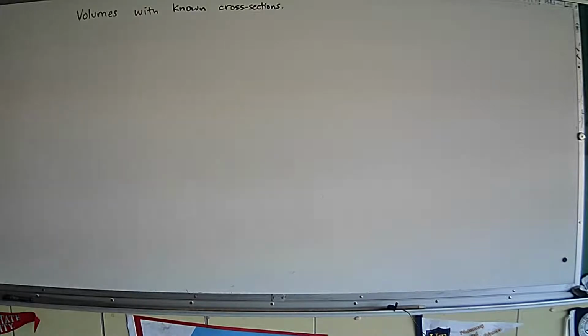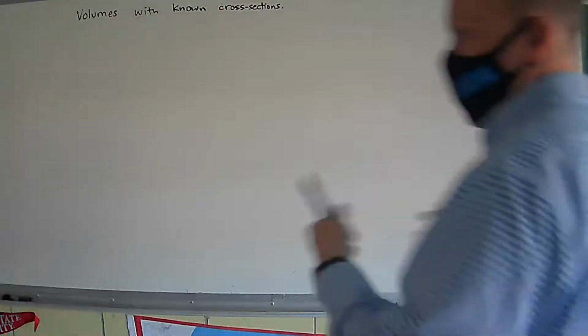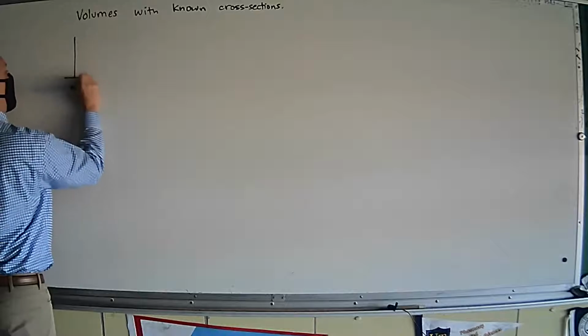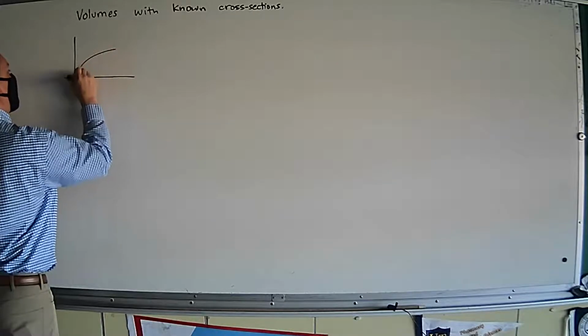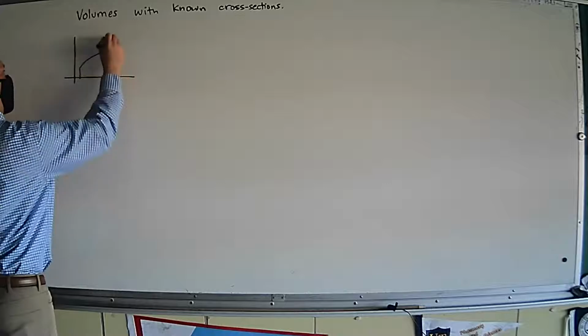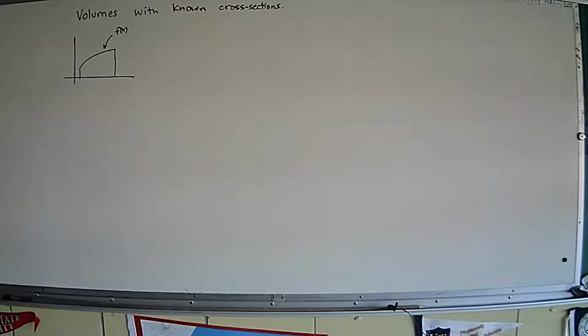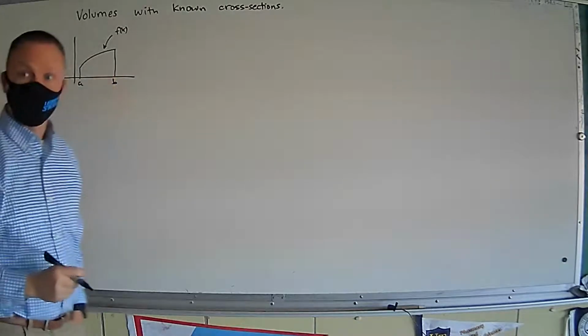So what we're going to do now is create solids, not by revolving a region and making a solid that way. We're going to create solids by building up cross sections, okay? So like if I draw this picture, okay, and I'm just going to call this f of x here. And I'll call this A and B.